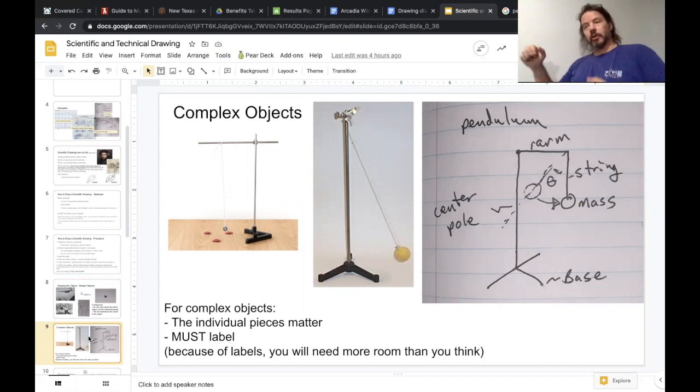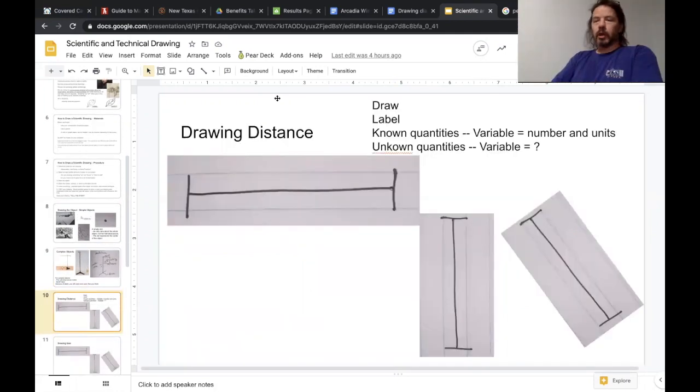So we would have to draw those and look at the physics of that. When we don't care about the individual pieces of an object and just what's happening in general, we'll draw it as a dot. Otherwise, we get a more complex drawing. When we're drawing quantities, you should always draw and label. With a known quantity, you use the variable and it equals a number with units. And if it's an unknown quantity, variable equals question mark.